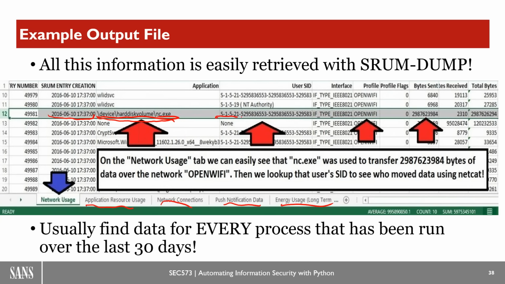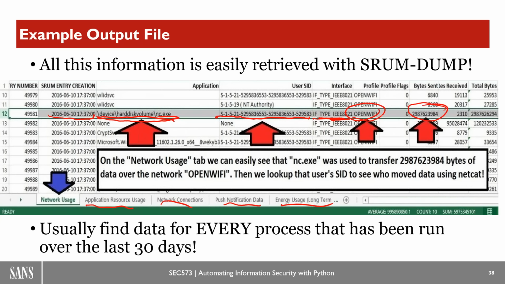We've got the user SID, and if you gave it the software hive, it'll translate this into the account name for the person that did it. If they were connected to a network, it'll tell you that, and it will translate that into a profile name, or in this case, a wireless network name, if you give it the software database. And I can see how much data was transmitted across that network.